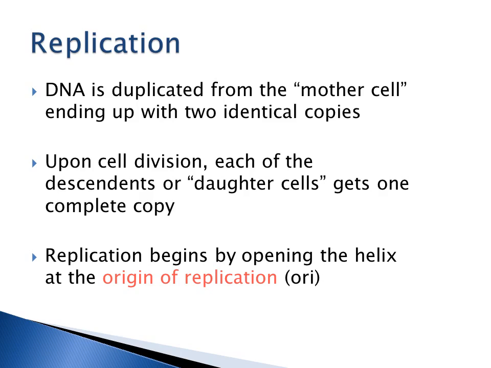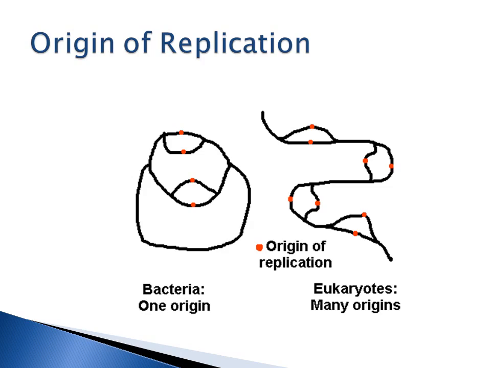Replication always begins at a specific spot in the genome, and this spot is the origin of replication, or ORI. In bacteria, there's only one origin of replication. So replication occurs at one specific spot in that bacterial genome, and then it continues until the entire circular genome is copied. In eukaryotes, however, there are numerous origins of replication throughout the entire genome. So you're going to have simultaneous replication going on in different areas of the genome.